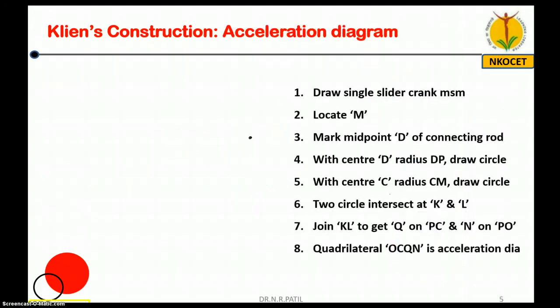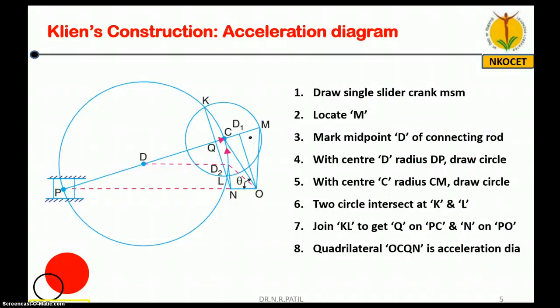Now let's move further. Acceleration diagram, friends, it's very easy. You have to remember this step number 1. Draw single slider crank chain as usual, how you have drawn in the previous case. Then locate M. Now you have located point C in the last figure, isn't it? Same is the case here. So this is point O, which is fixed pivoted. Draw perpendicular to OP and extend this PC to get this M point. So this is as usual how you have drawn the velocity diagram, isn't it?